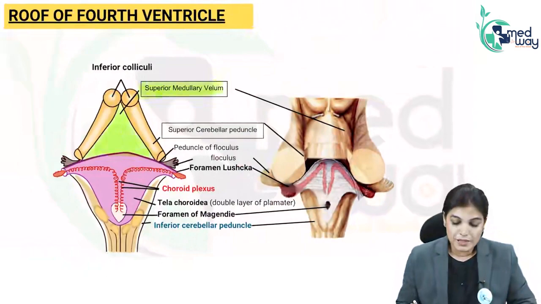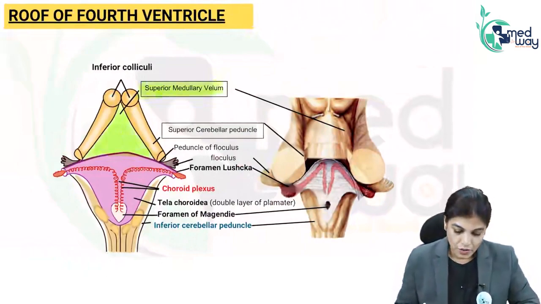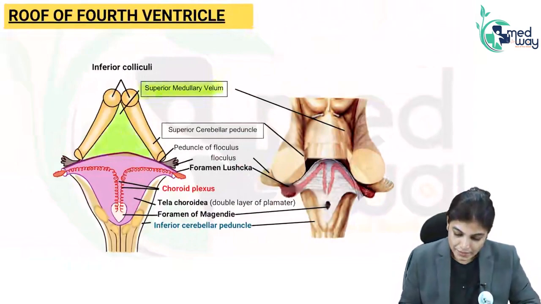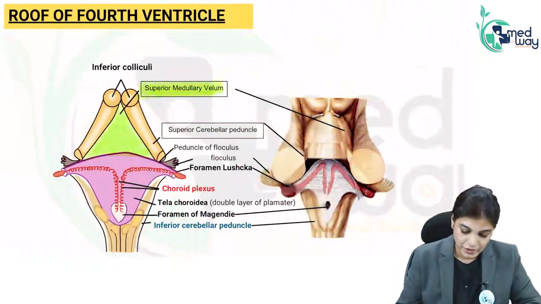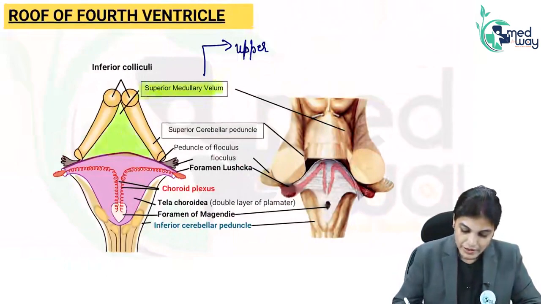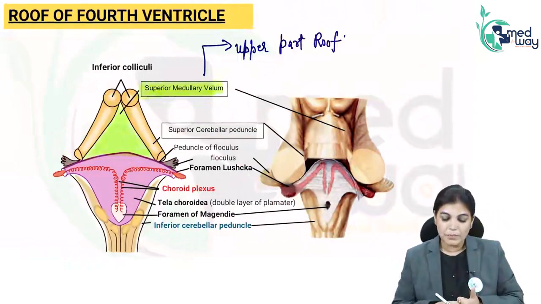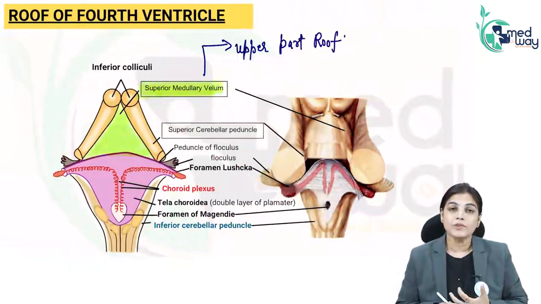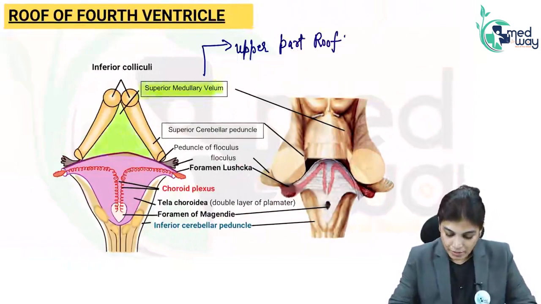The upper part of the roof is formed by the convergence of the two cerebellar peduncles, and it is covered by a thin sheet of white matter called the superior medullary velum, which is triangular in outline. So if you want, you can write here itself: the superior medullary velum forms the upper part of the roof, lying between the convergence of the two superior cerebellar peduncles. Now let's talk about the inferior part.